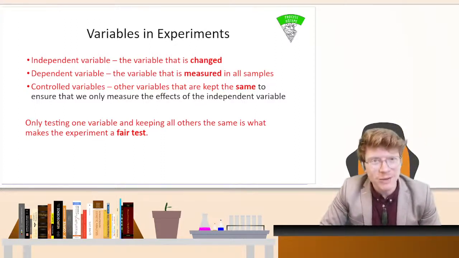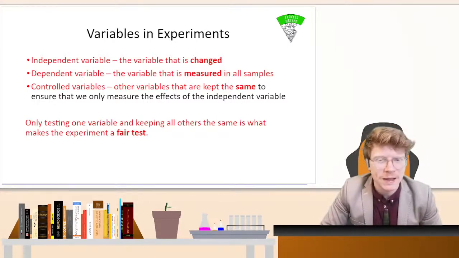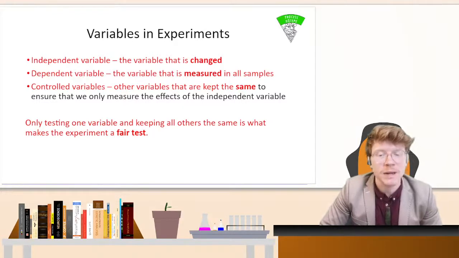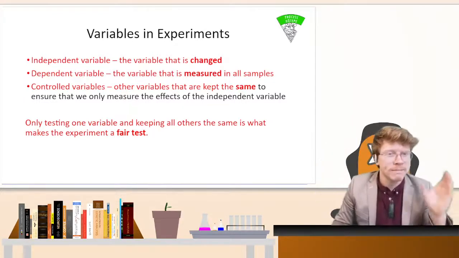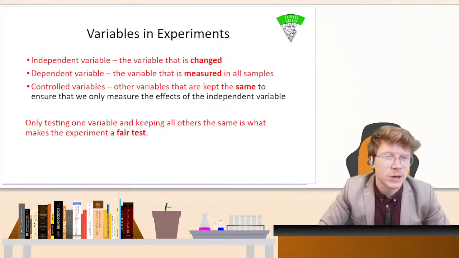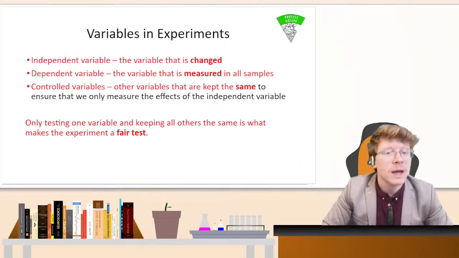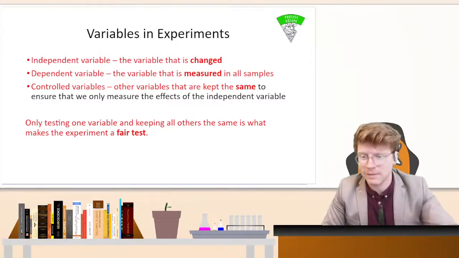Everything else we're going to try and keep constant. We're going to try and control it, hence the term controlled variables. So controlled variables will be everything else in the experiment. In a good experiment, everything will be super well controlled. We'll be changing one thing and measuring one outcome. That would be an example of what we'd call a fair test, right? Not all tests are going to be fair. Some are going to be fairer than others, but it's our job as scientists to do the best we can with the resources we've got.